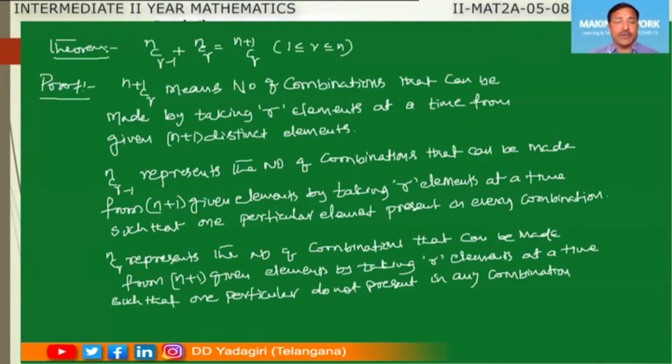Therefore this nCr represents the number of combinations without containing one particular element, and nCr-1 represents the number of combinations which always contain one particular element, formed from the given n+1 elements by taking r elements at a time. Now, the sum of these two types of combinations always gives the total number of combinations that can be formed from the given elements by choosing the required number of elements.